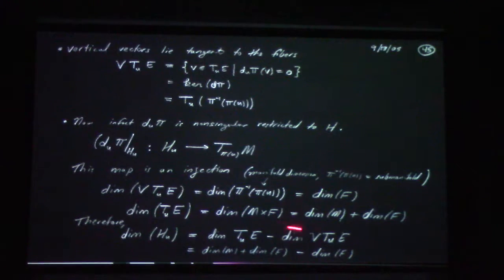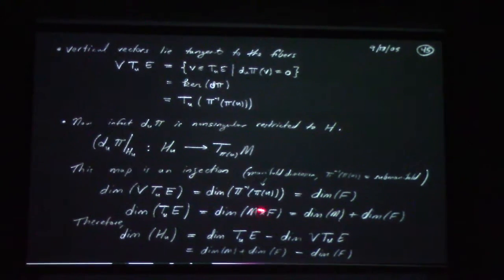So anyway, the point is that the dimension of the fiber bundle is the dimension of the base space plus the dimension of the fiber. And so that is how we knew that the dimension of the horizontal space is, in fact, equal to the dimension of the base space.